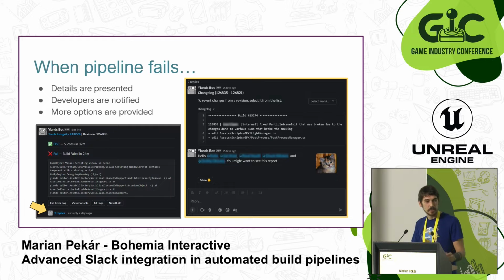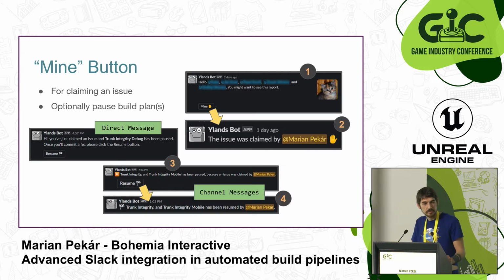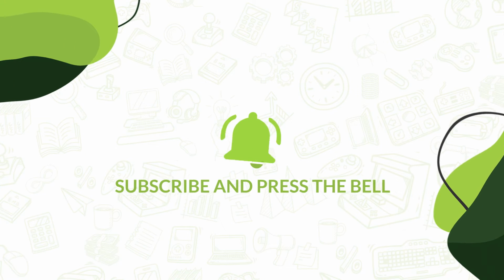And there's also this Mine button, and the Mine button is for claiming an issue, and it can optionally also pause build plans, those that are run automatically, for example every 30 minutes, like the integrity build. So when I click the Mine button, it's like saying, it's my responsibility, I broke it, so I'll fix it.